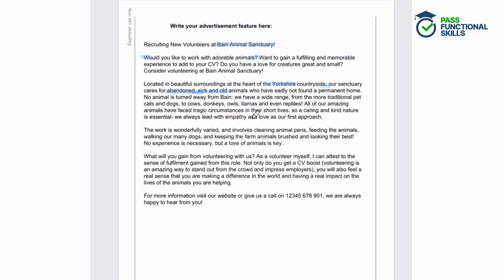And then we have another use of commas to create lists. So we've got cats and dogs, cows, donkeys, owls, llamas and even reptiles. So make sure that you're including some commas in your answer whenever you want to create a list or separate out different ideas within a sentence. We also have a colon that has been used here, and this adds some further detail to the sentence as well. So this is kind of used to introduce the list here. Colons are really helpful for doing that. So no animal is turned away from Bain, and then we have a colon before that list is introduced there.